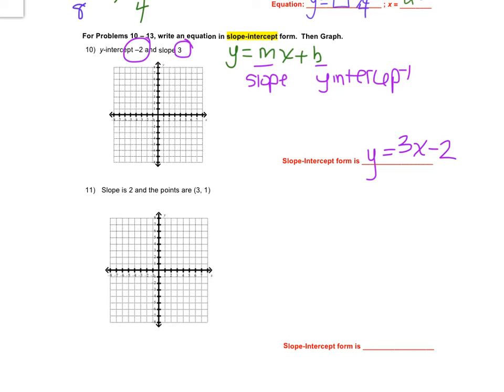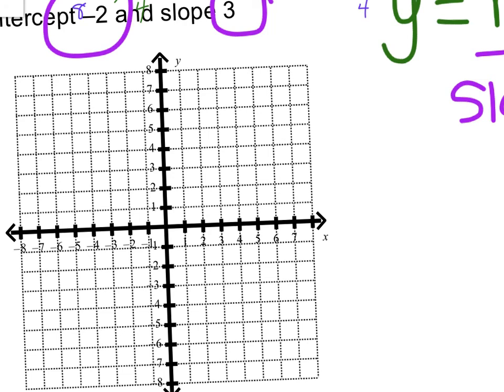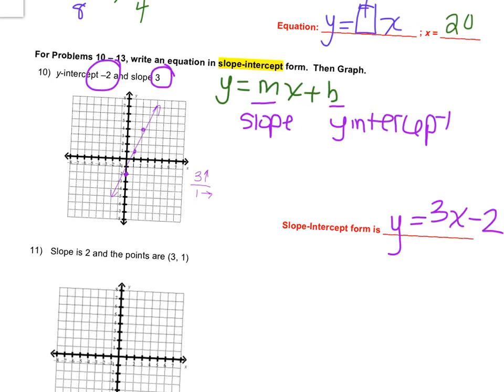To graph it, I'm going to go to the y-axis to -2. And from there, let me zoom this in. You're going to go to the y-axis to -2, which is right there. And your slope is 3, which means you go up 3, and the denominator's 1, so to the right 1. Up 1, 2, 3, to the right 1. Connect those dots. That is the graph of the equation y equals 3x minus 2.